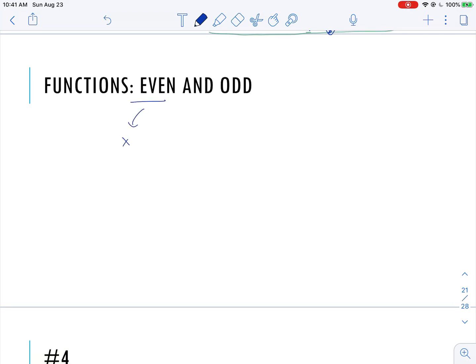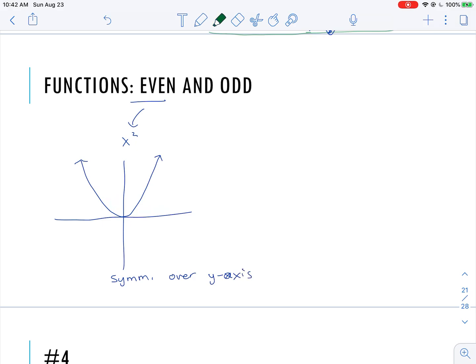Functions, even and odd. How I remember these is an even function would be like x squared. So even functions are symmetric over the y-axis. Visually, that's how you can tell if a function is even. It's symmetric over the y-axis, so you can fold it in half perfectly over the y-axis.